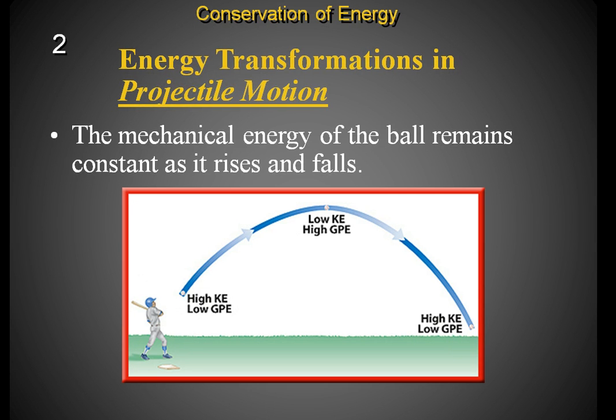Another example of mechanical energy would be when you have any kind of projectile motion. So with the baseball, as soon as it's hit, it's got low gravitational potential energy because it's closer to the ground and it's going very fast. It's slowing down as it goes up in the air and then speeds up. And so you'll notice that the kinetic energy and potential energy flip-flop as far as the total amount in the system.